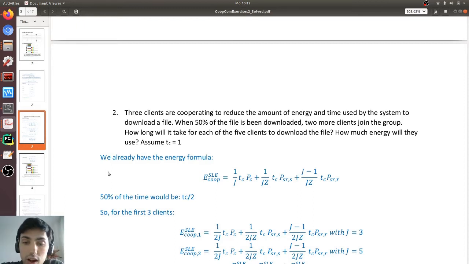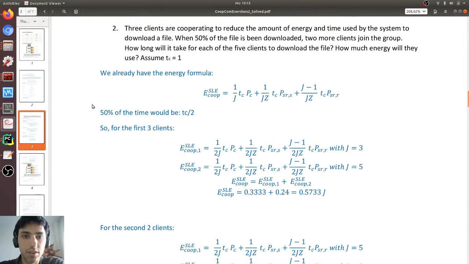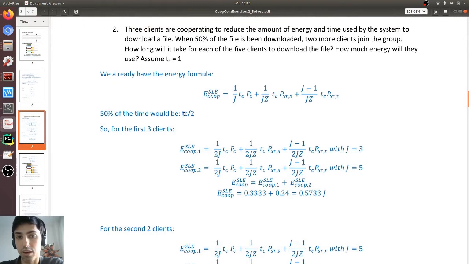We already got the formula from the previous exercise. Important is that there's no caching, so there will be only 3 clients for the first 50% of the file, then we have 5 clients for another 50% of the file, and then of course these 2 clients need to download the other 50%, so at the end we will have another 2 clients with 50% of the file. So 50% of the time would be T divided by 2, of course.